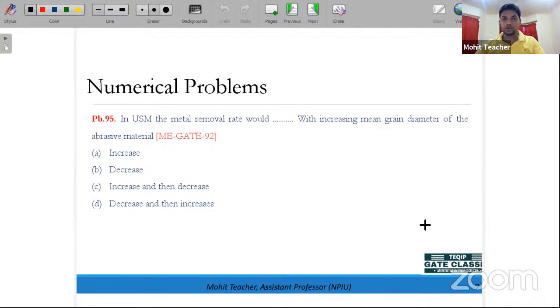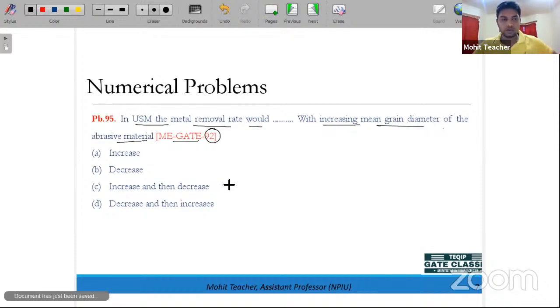Good, very good. The first problem was asked in the GATE examination in 1992 in mechanical engineering. In USM, the material removal rate would be, it was a fill in the blank, with increasing mean diameter of the abrasive material. The options are: increases, decreases, increases then decreases, or decreases first and then increases.